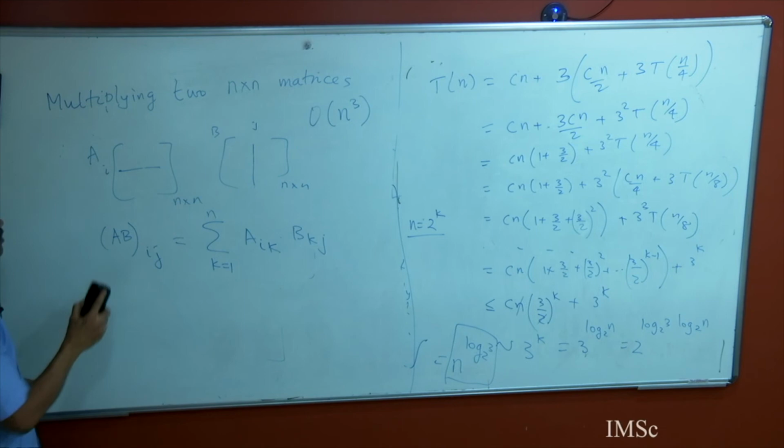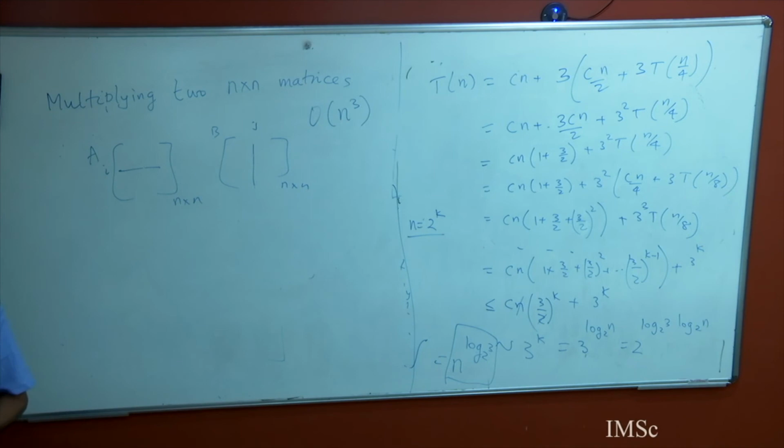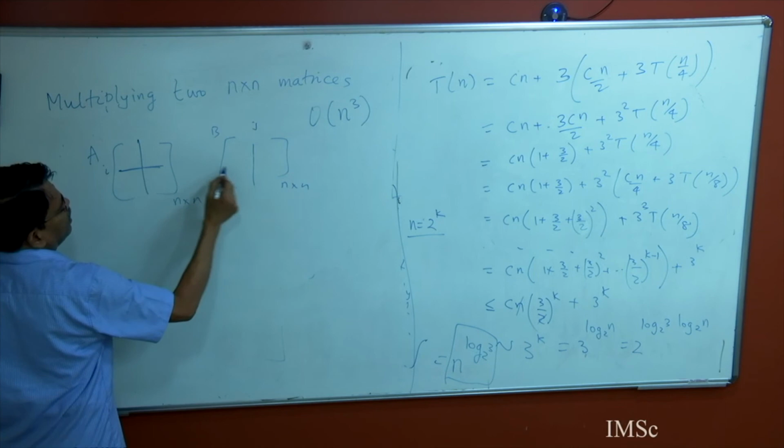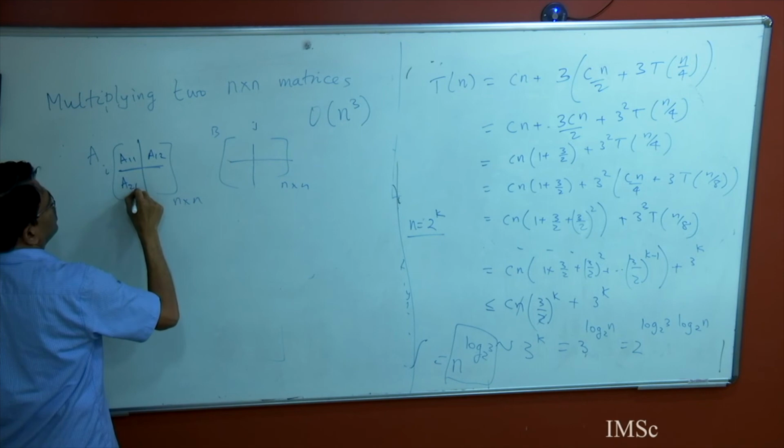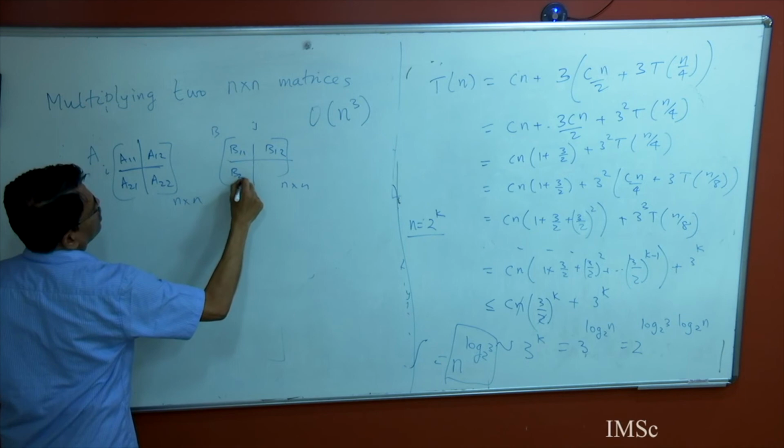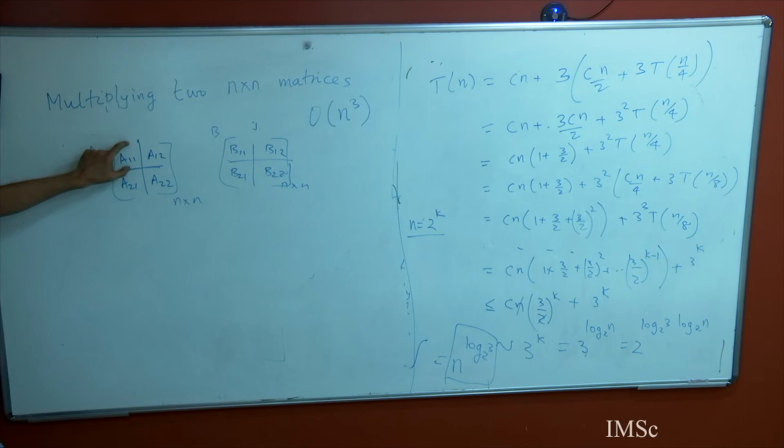Now, let us say I want to apply divide and conquer somehow to compute the product of this matrix. So, what is a natural thing to do? Let us look at A11, A12, A21 and A22, B11, B12, B21, B22, where each of these is a big matrix of n by 2 by n by 2, right?